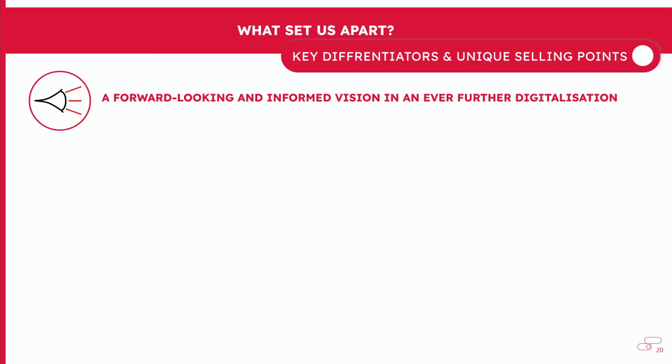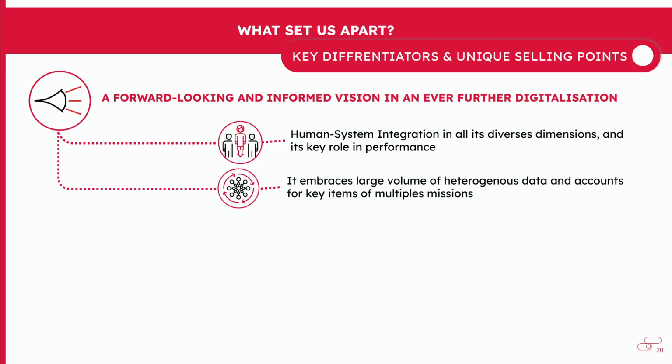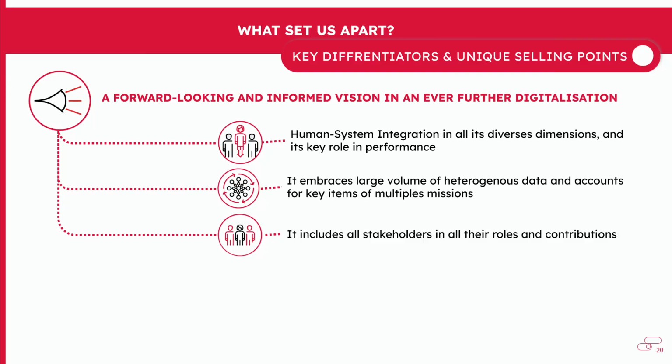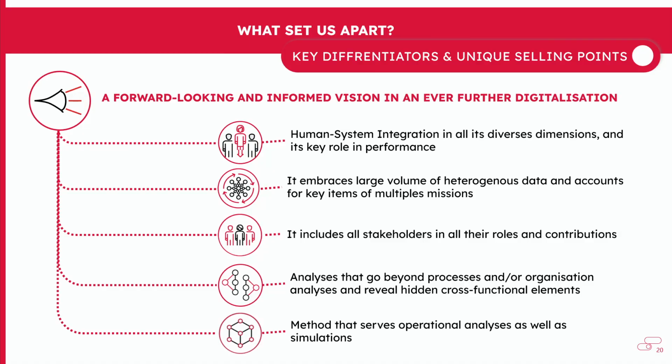So the key takeaways and differentiators of the method are the fact that we are able to integrate human systems with all their dimensions and especially their impact on performance, that we are able to embrace a large amount of data and especially heterogeneous data, that we are able to include all stakeholders in our modelization, in their impact on performance, and we can provide, as you saw, analysis that goes far beyond the usual business process analysis and reveals these cross-functional elements that are mainly hidden in other methods.